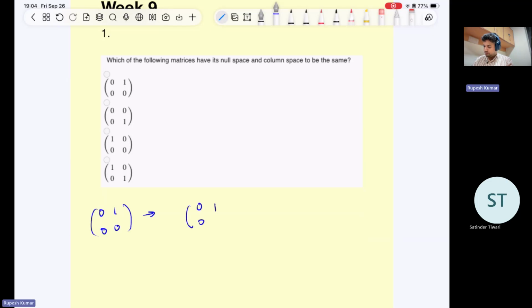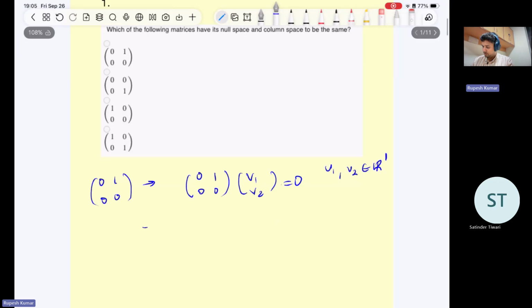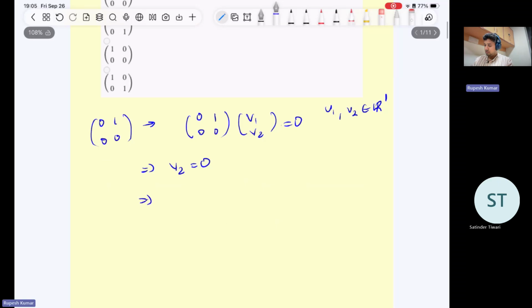So you have to find vectors such that A, V1, V2. V1, V2 are scalars, so this matrix is defined over R. V1 has to be 0, right? This says V2 has to be 0. And this means any vector that looks like this belongs to the null space of this matrix, right? Do you agree with this?